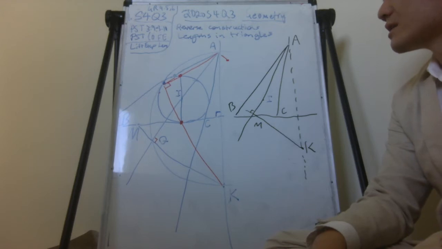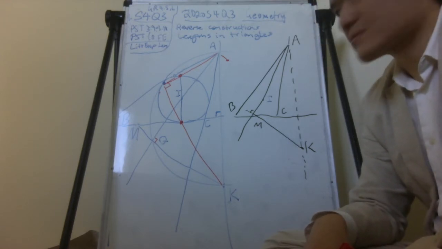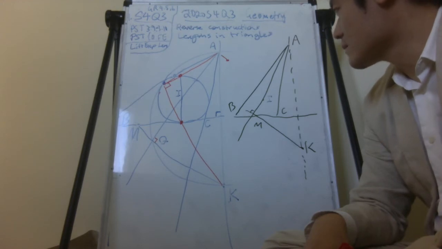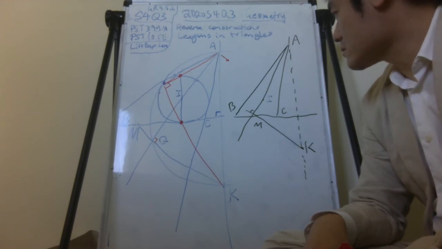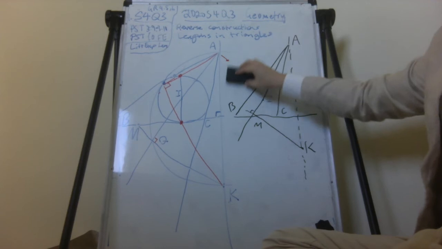So that's sort of the first step. Now the second step comes from actually finding that point, to actually find that point as the midpoint.